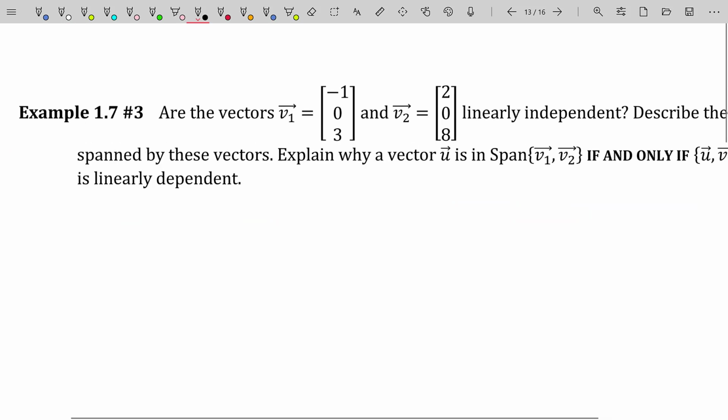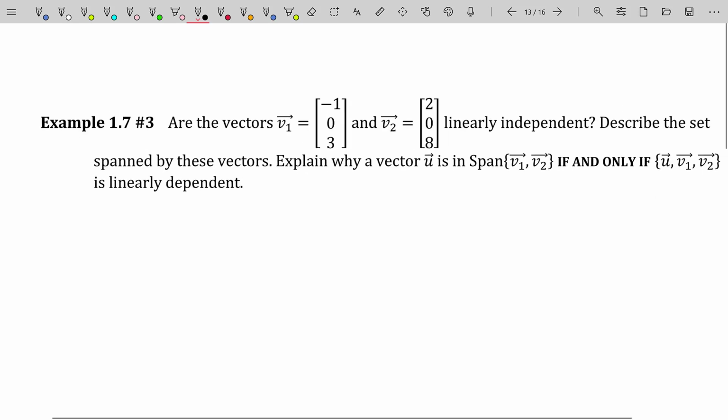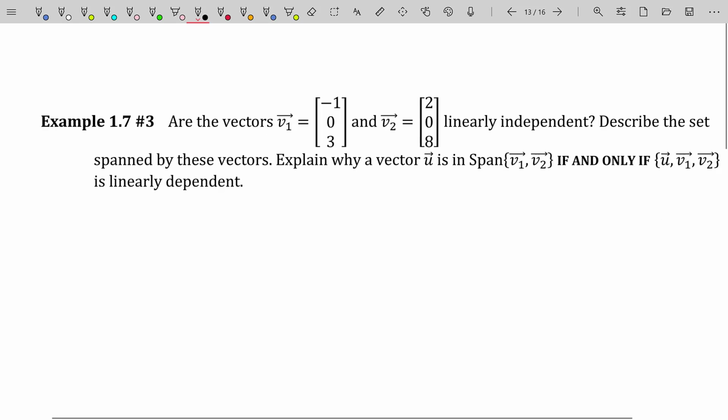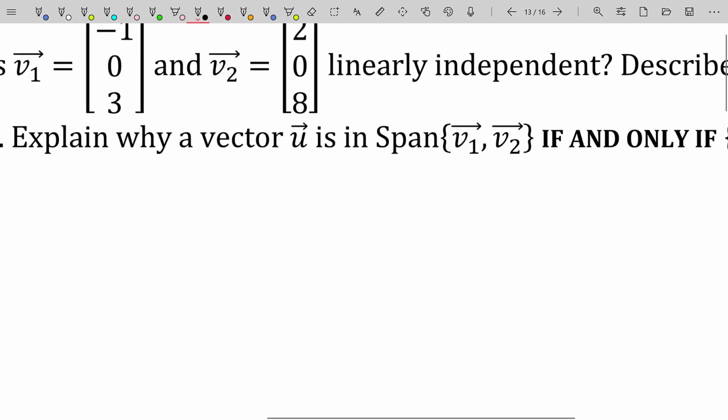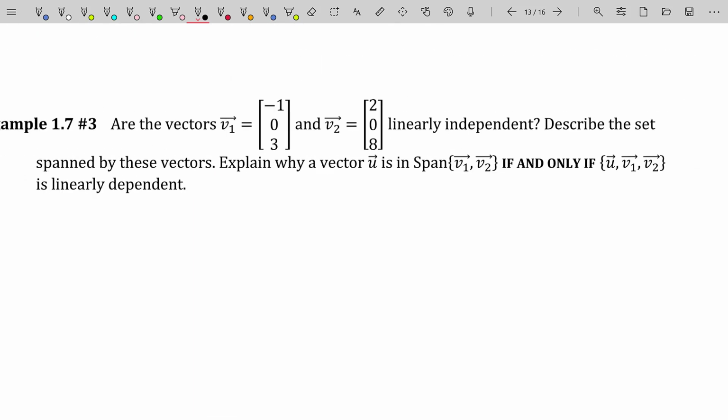Are the vectors v sub 1, which is negative 1, 0, 3, and v sub 2, 2, 0, 8, linearly independent? Describe the set spanned by these vectors or generated by these vectors, and then explain why a vector u is in the span of these two vectors if and only if the set u, v1, v2 is linearly dependent.